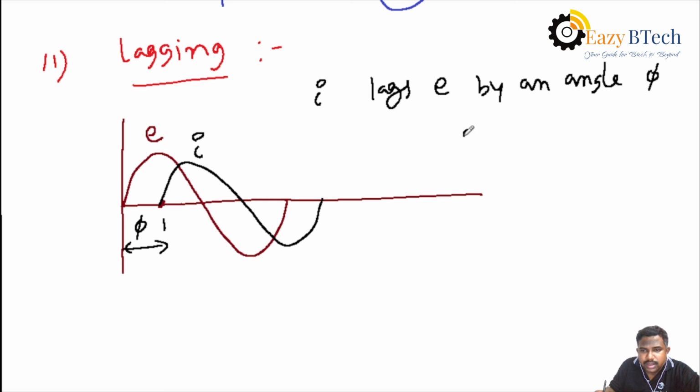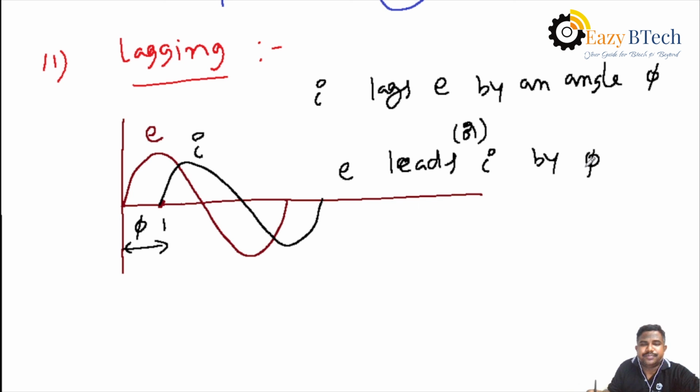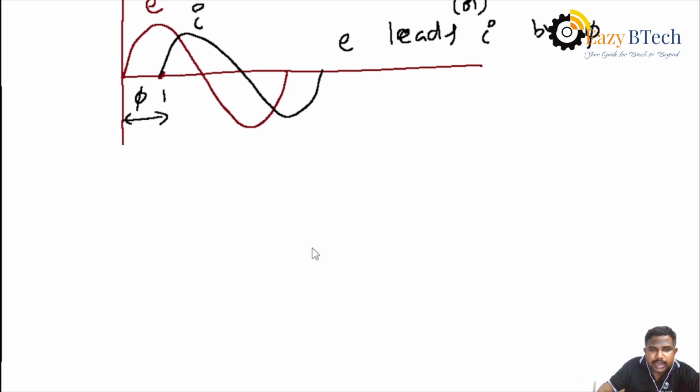Or in the same terminology you can also say the voltage E leads the current by an angle phi. This is called the leading condition also. Like that, you can understand what is leading and what is lagging, how much angle will be lagging, how much angle will be leading. So that is called the lagging condition. And the third one is the leading condition.